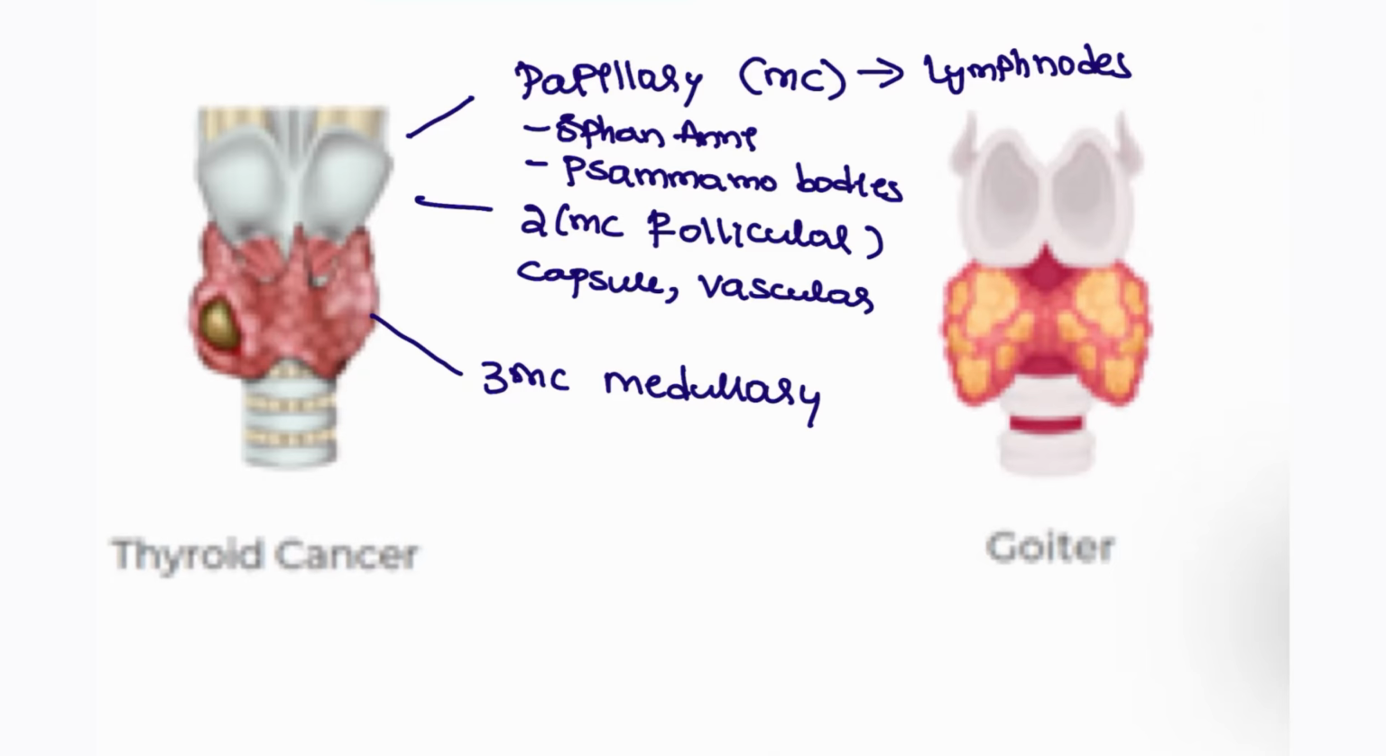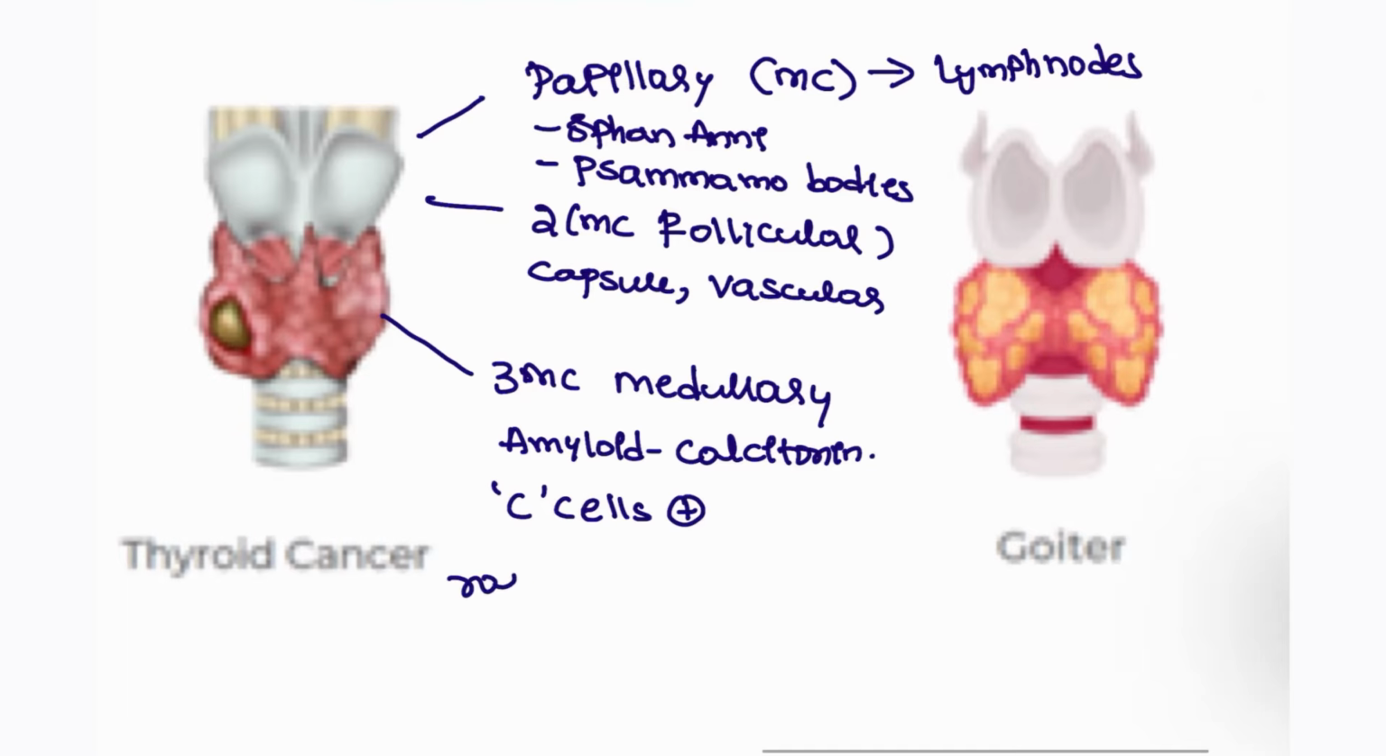Okay. And coming to the medullary, this is actually associated with amyloid. Just now we saw what the marker is, calcitonin. That is a marker that will be seen. And the C cells will be involved in the medullary carcinoma. And very rarely another type, known as anaplastic carcinoma. Very rare but a very severe condition.